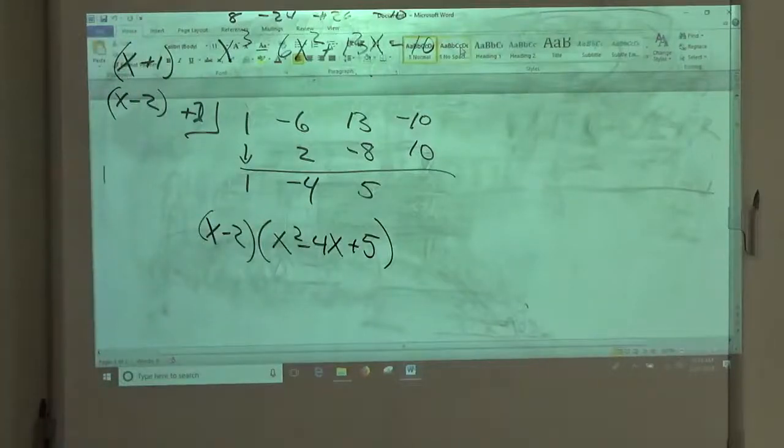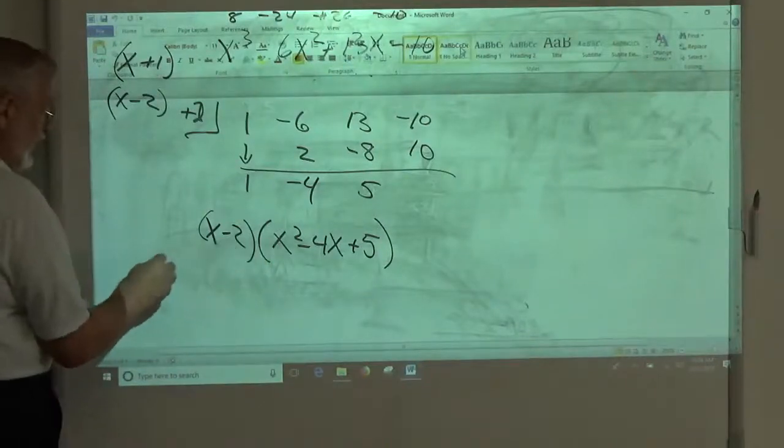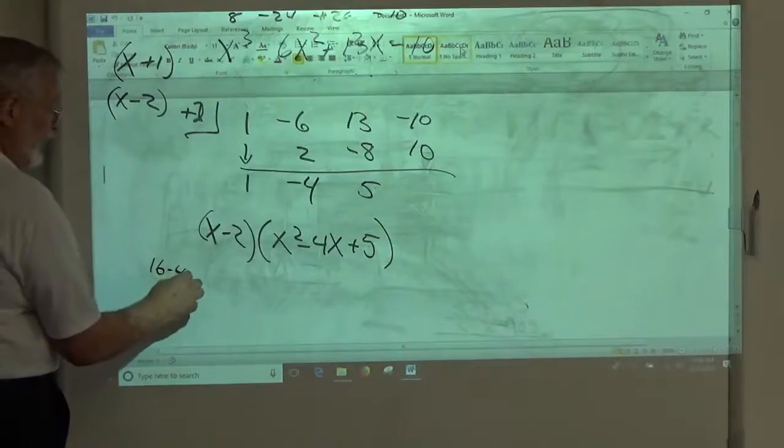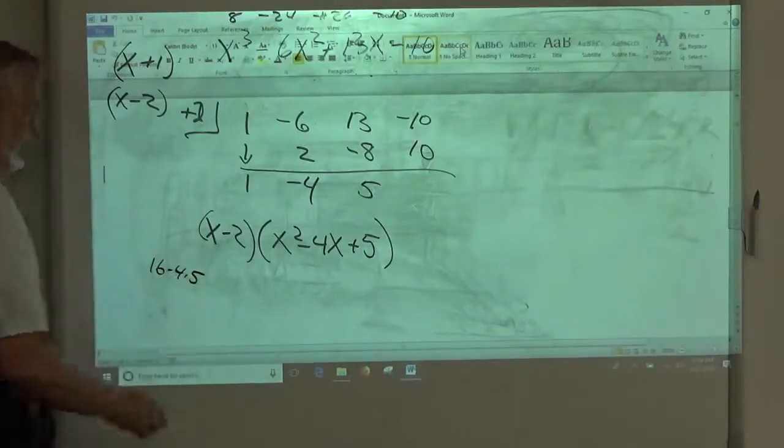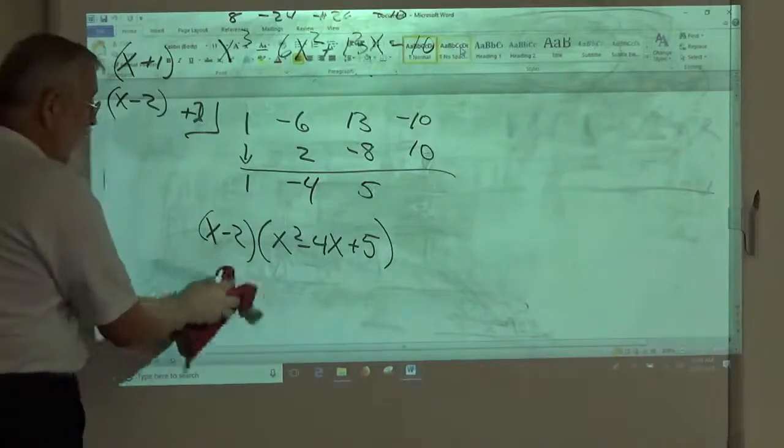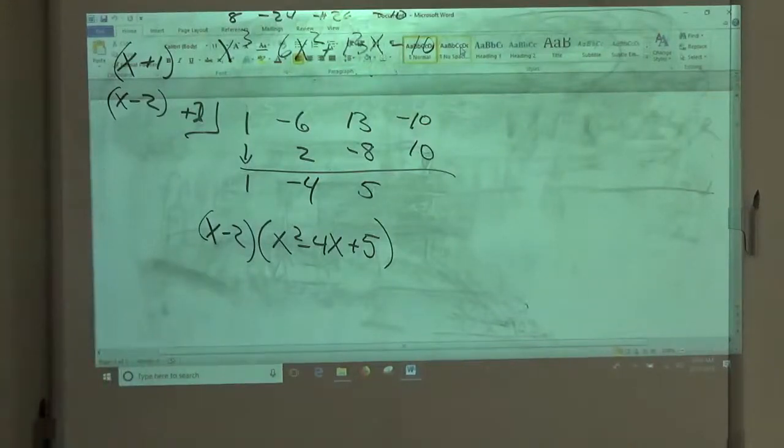Hopefully, what are the factors of 5 that add up to negative 4? 1 and negative 5, no, that won't work. So therefore, this is going to be a complex number. It's going to be imaginary. Because if I have b squared, 16 minus 4 times 5 is 16 minus 20, it's negative 4. So that's going to give me a 2i. So that's going to be an imaginary number.